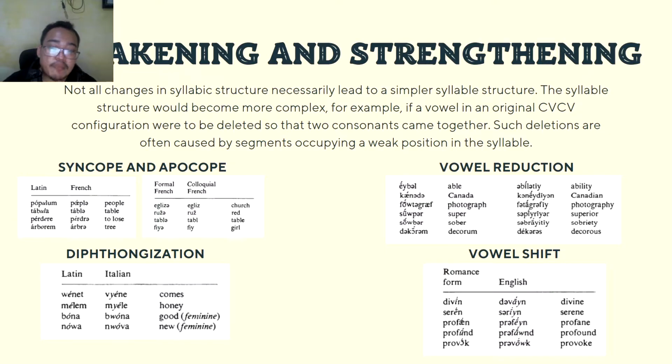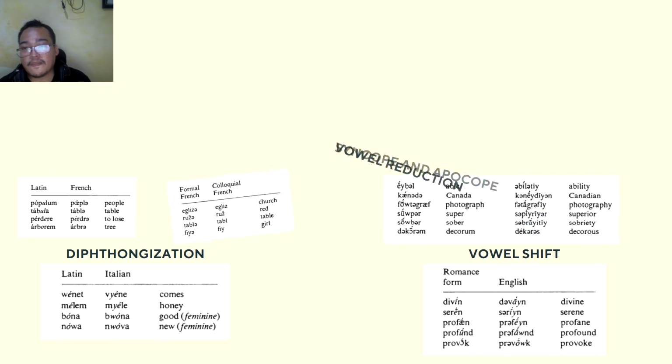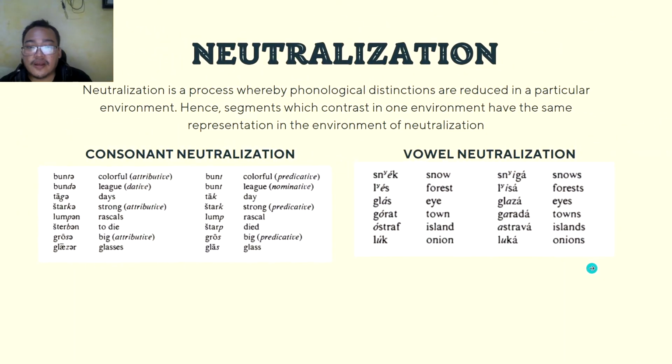There are four examples. The first one is syncope and apocope, and then there is vowel reduction, the third one is diphthongization, the fourth one is the vowel shift, and the last one is neutralization.